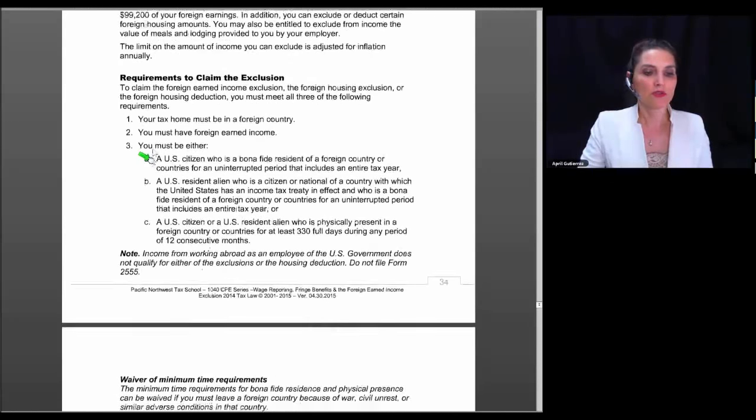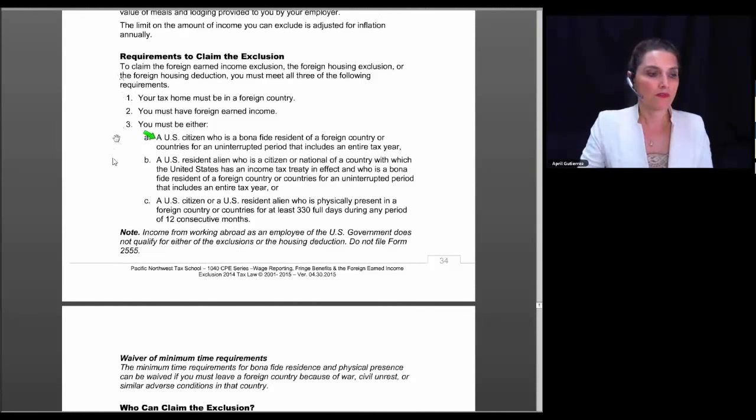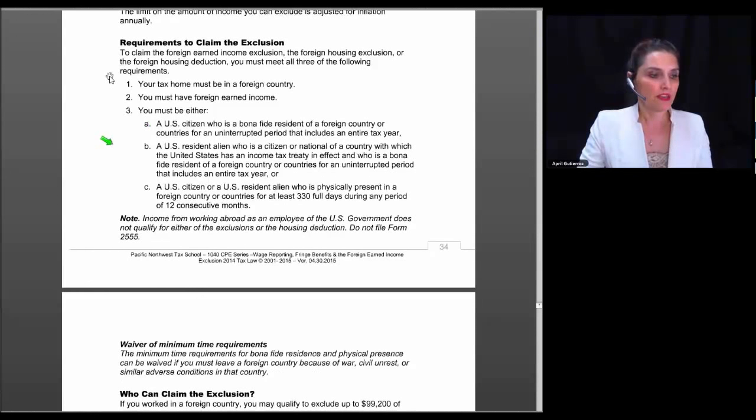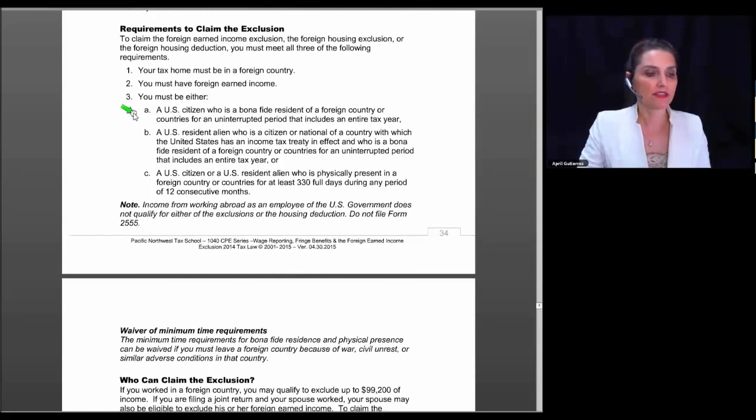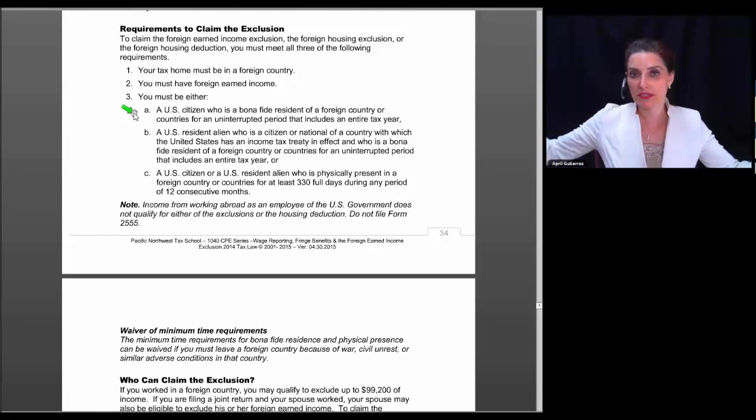Now, how do you know if you qualify to claim the foreign earned income exclusion? Well, you have to meet certain requirements. And you have to meet all three of the following requirements. Number one, your tax home must be in a foreign country. You must have foreign earned income, and you must be either a U.S. citizen who is a bona fide resident of a foreign country or countries for an uninterrupted period that includes an entire tax year. An entire tax year would typically be January 1 through December 31.